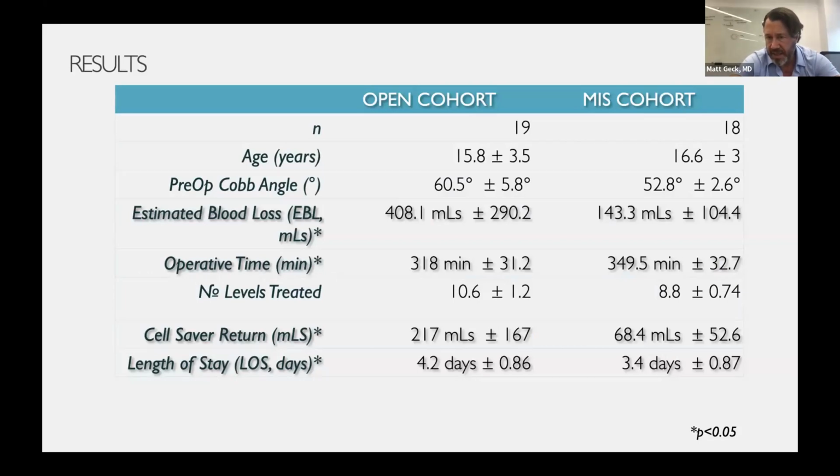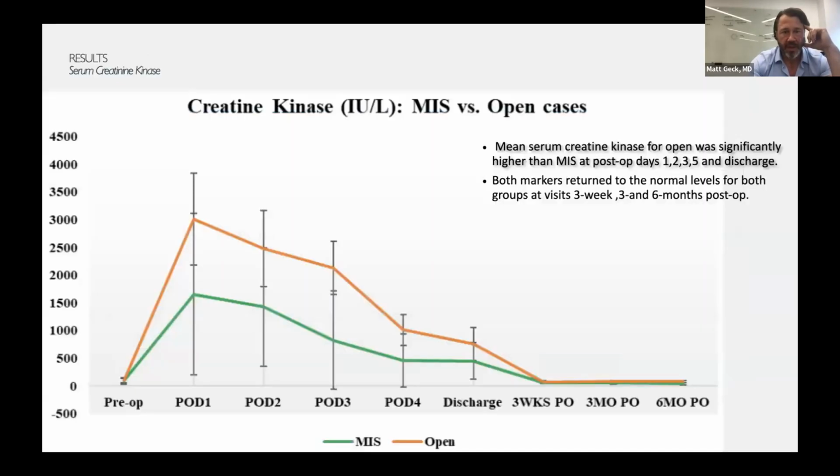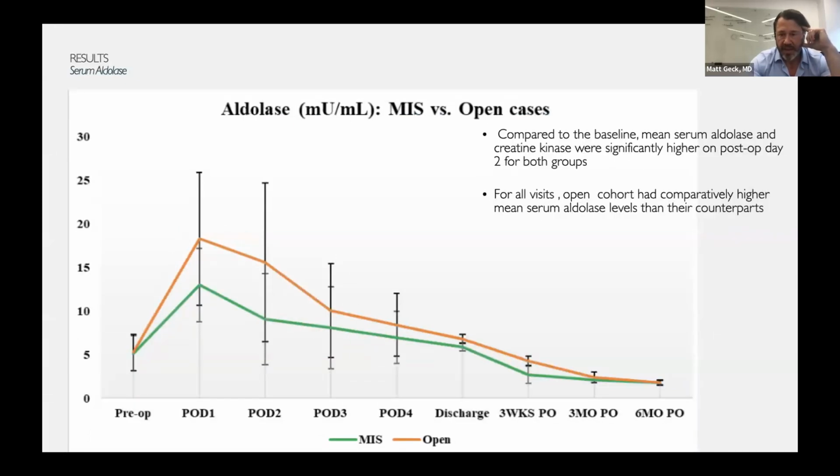And again, you see sort of the same pattern. MIS takes a little longer and has less blood loss. Length of stay was a little shorter. And here you see the open kind of shortening in terms of length of stay as the early ERAS stuff starts kicking in. Here you see the minimally invasive has less CK out to about 3 weeks. Aldolase actually lingers a little bit longer, but again, less than the open.